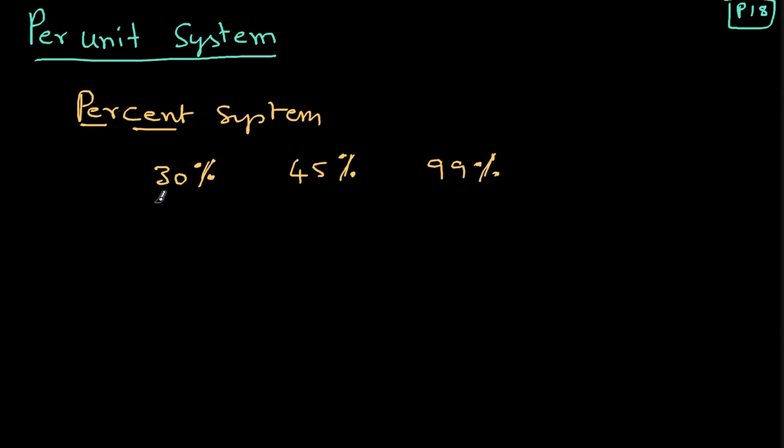So for example, these are all, let's say, the amount of marks a student has scored. So definitely a student who has scored 99% is having more marks compared to the student who has scored only 30%. You are able to compare the students because you know that the maximum marks is 100, because this is stated as a percentage. So a similar thing happens in the power systems also.